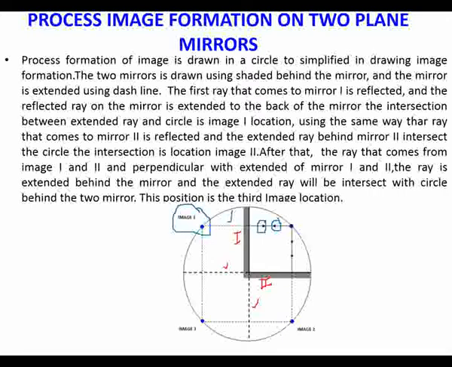In the same way, the ray that comes to mirror 2 is reflected, and the extended ray behind mirror 2 will intersect the circle. The intersection is the location of image 2.